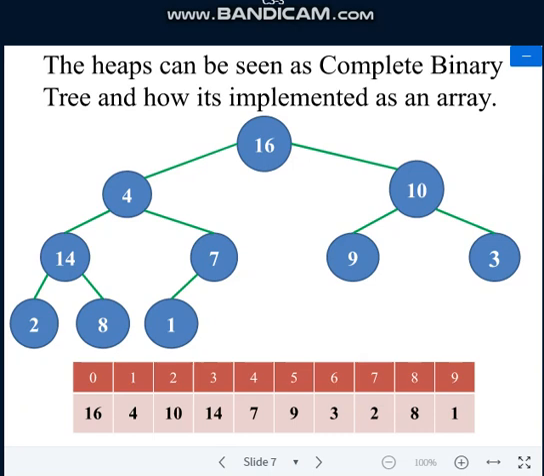See, this is just an example of a complete binary tree. Just check whether it is complete level by level. So root node, then you have 4, 10, then you have 14, 7, 9, 3, then 2, 8, 1. So this is a complete binary tree, isn't it? You first insert the root node, then the left child of the root, then the right child, then the subtrees for 4 and then for 10, and then the next level. As we are completing level by level, this is called a complete binary tree.